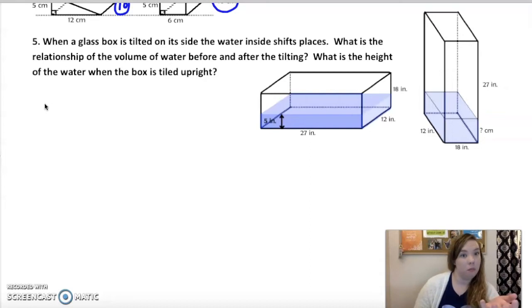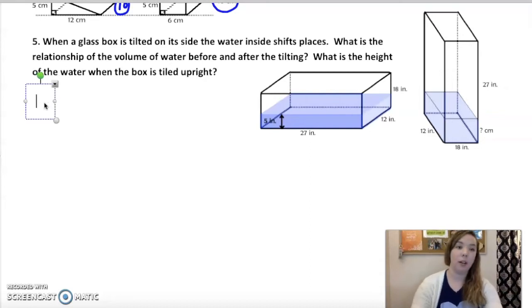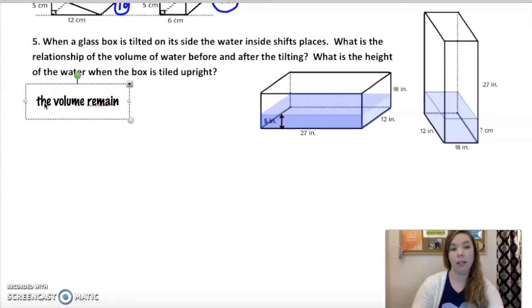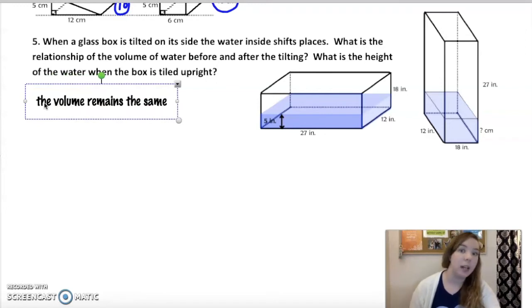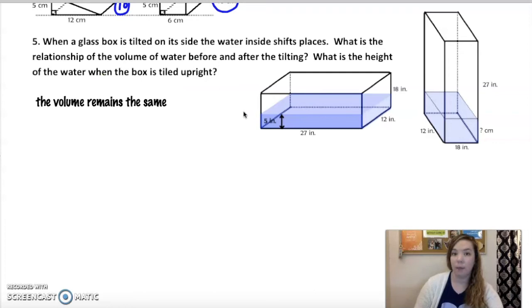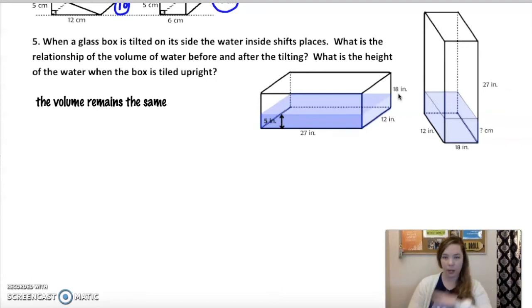So I just mentioned that part. The volume remains the same. We didn't have any leaks, we didn't add any water. And then what is the height of the water when the box is tilted upright? So what we're going to do is find the volume of the water by doing 27 by 12 by 5. We don't want to use 18 because the water doesn't go all the way to the top. So we'll use 5 instead here.